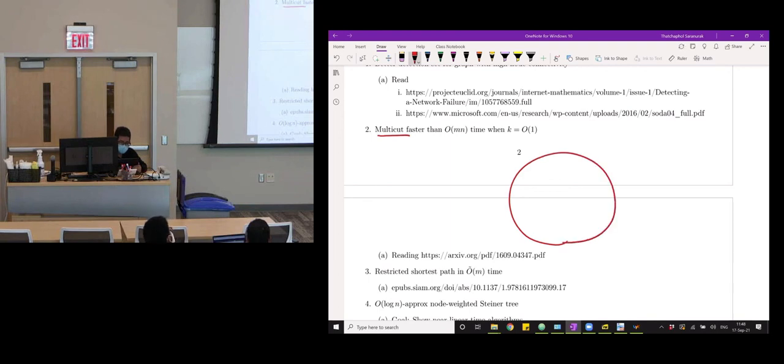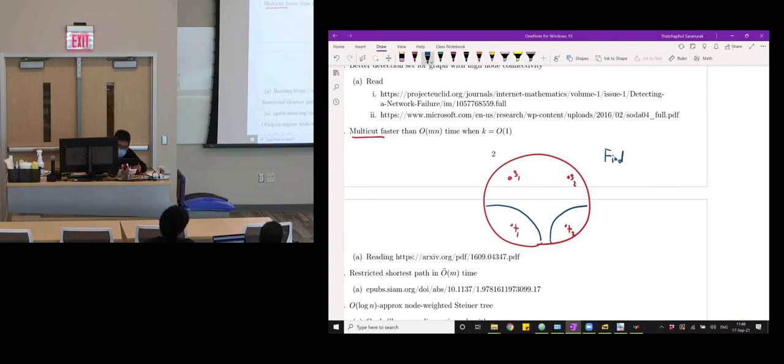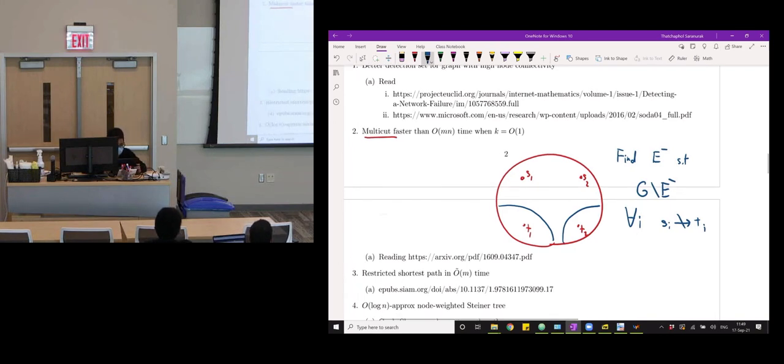So the problem is just, here you have S1, T1, S2, T2. And somehow you would like to remove edges, the minimum number of edges, so that you cut all of the pairs. So you find E star, or E minus, such that in the graph after you remove this, for all i, Si is not connected to Ti. And actually this is an undirected graph. It has no direction. So very basic question.